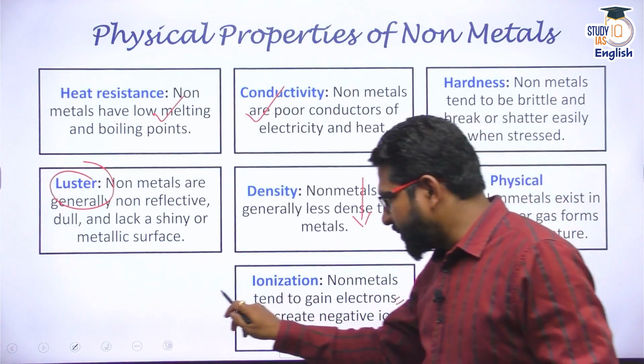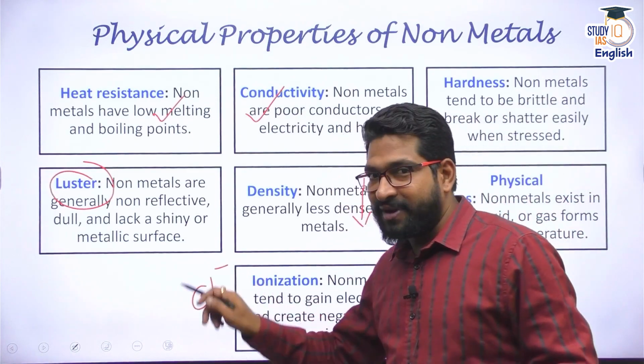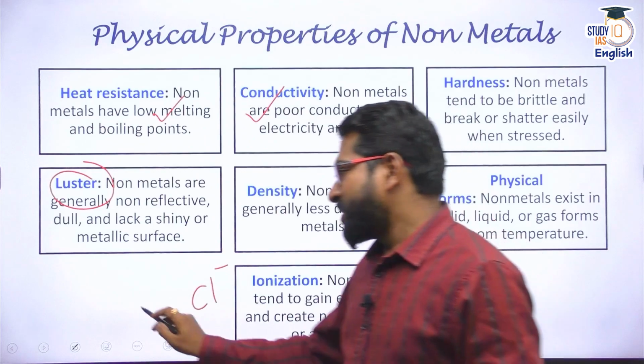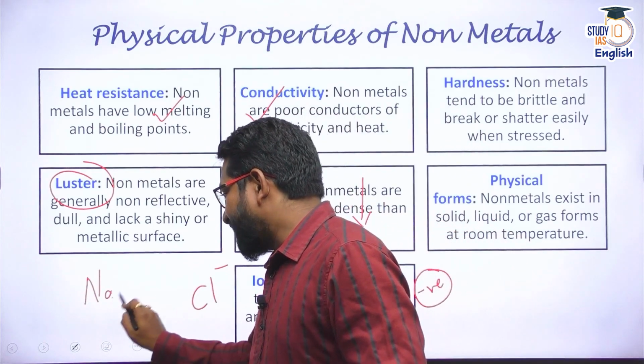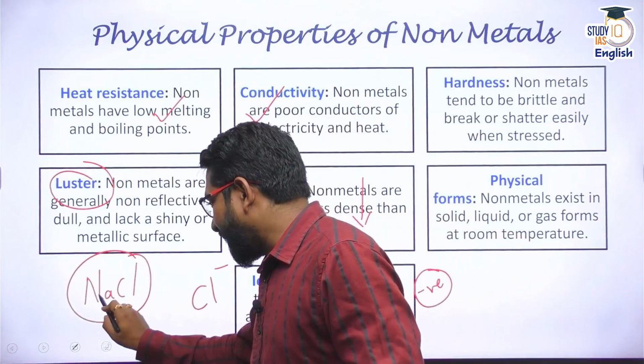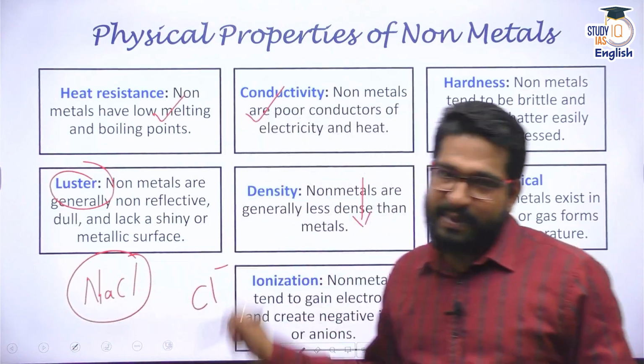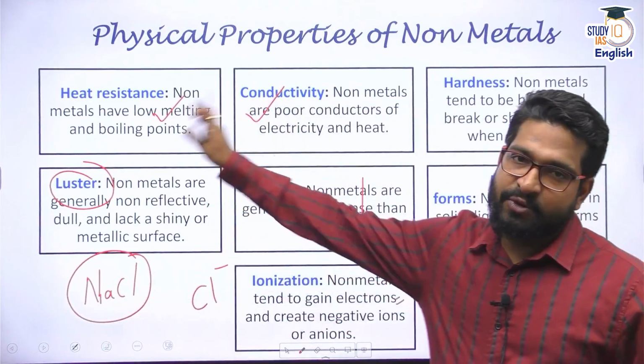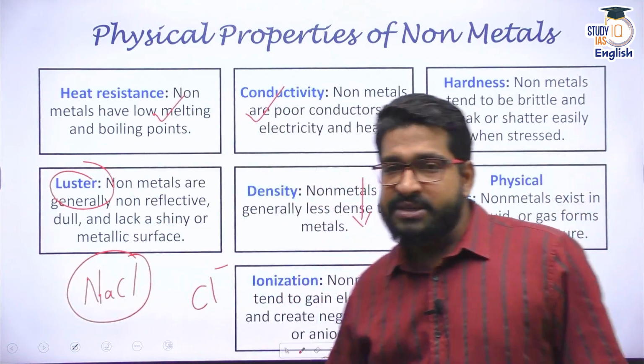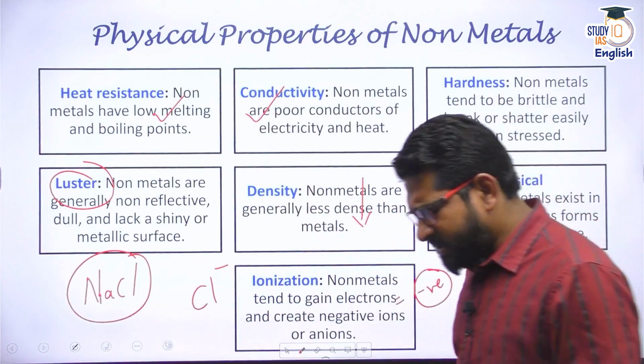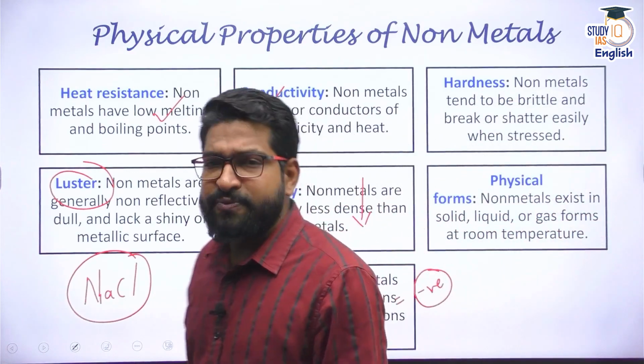Again, classic example being Cl-. Why do I give this example? Because we use NaCl every day. That is common salt, sodium chloride. Na+, Cl-. So metals form cations, and non-metals form anions. So these are some basic characteristics of metals and non-metals.